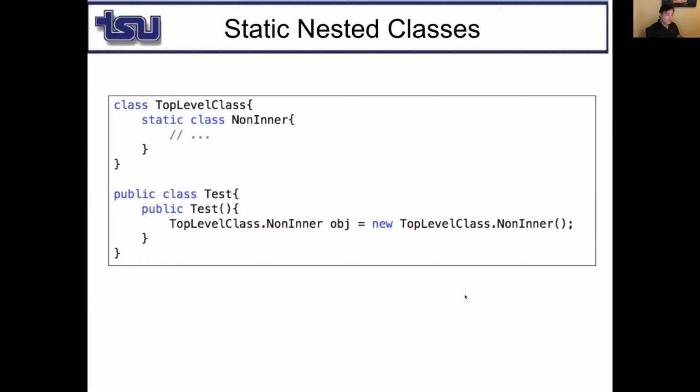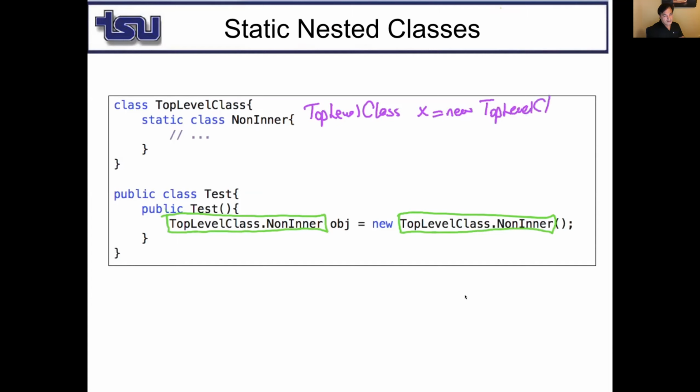So how can I create an object of a static nested class? Static nested classes are associated with the top level class, right? All you have to do is use the top level class name, and then the static nested class name, okay? Don't get confused. If you want to create an object of the top level class, you say top level class, object name, new top level class.